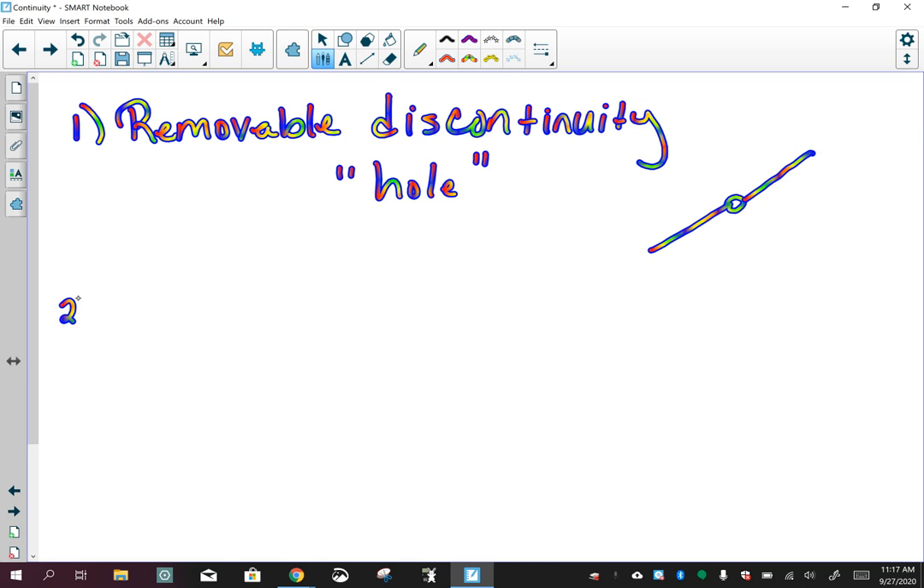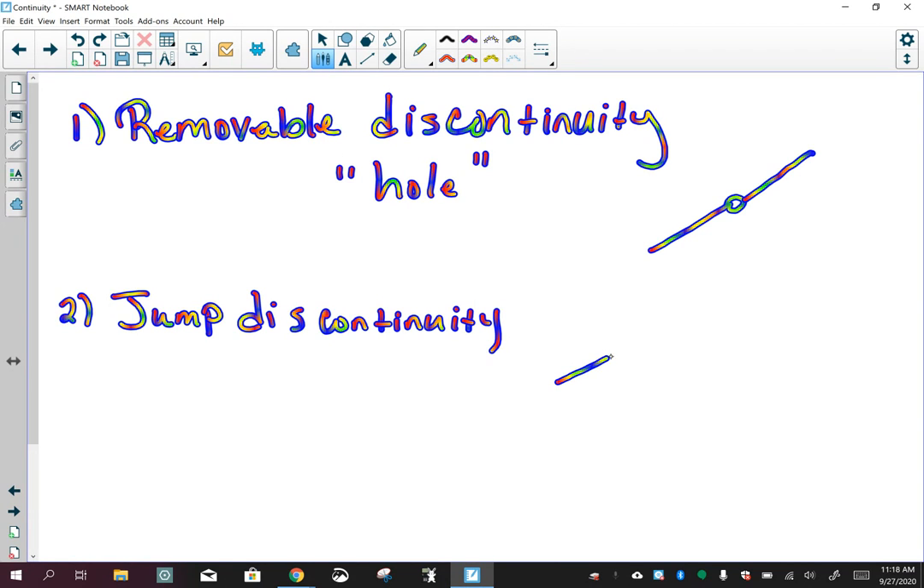Number 2, I have a jump discontinuity. This primarily happens in absolute value and in piecewise functions. So if you're looking at a graph and it is an absolute value or a piecewise function, then you are more than likely going to have a discontinuity. You have something that looks a little like that. You're jumping from one point to the other.